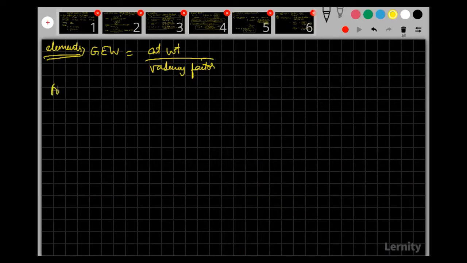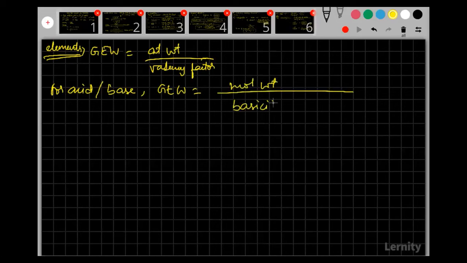Next, if we are considering an acid or a base, the gram equivalent weight is given by molecular weight by basicity as the factor for an acid, or acidity as the factor for a base. Basicity here means the number of ionizable H plus, whereas acidity means the number of ionizable hydroxides.